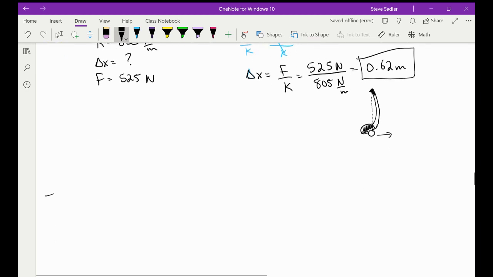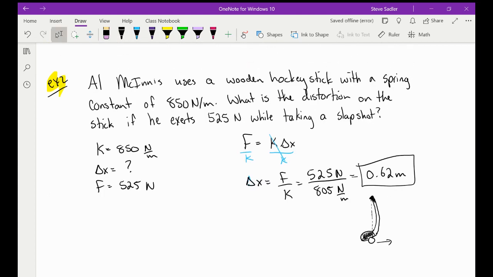Just kidding. So hopefully that makes sense with elastic forces and Hooke's law. We will do more in class, and we're going to do a lab on this, which is really fun.